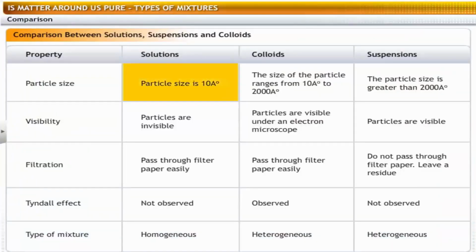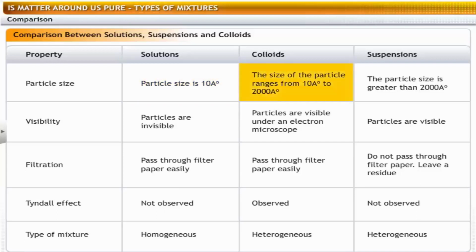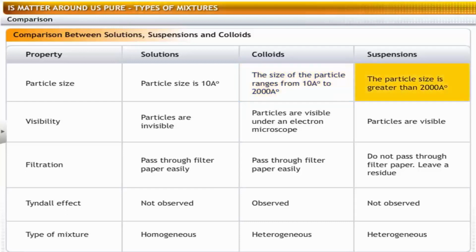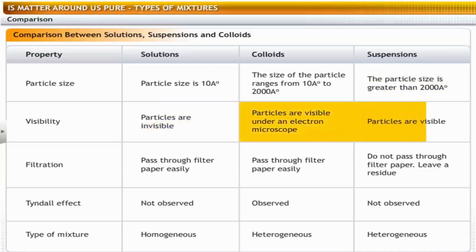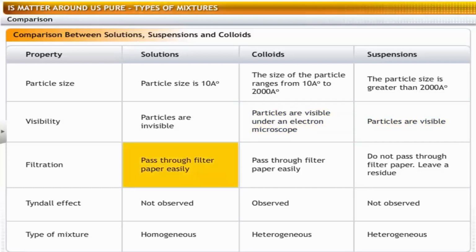In solutions, the particle size is about 10 angstroms. In colloids, the particle size ranges from 10 angstroms to 2000 angstroms, while the particle size is greater than 2000 angstroms in suspensions. The particles are invisible in solutions, while the particles are visible in colloids and suspensions. Particles in solutions and colloids pass through filter paper easily, while the particles in suspensions do not pass through filter paper easily.